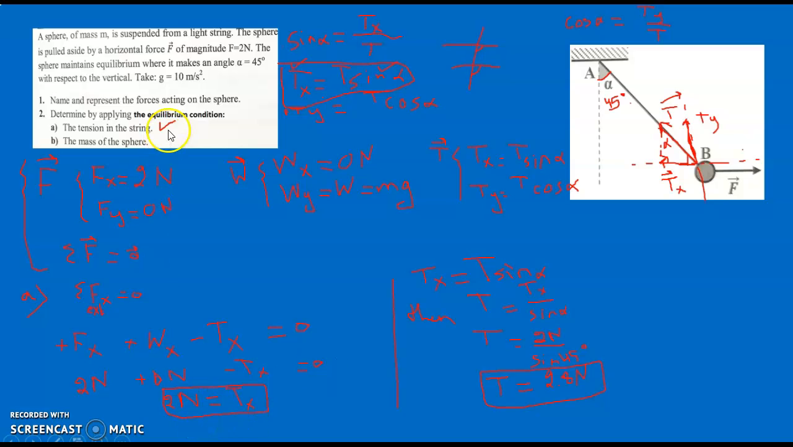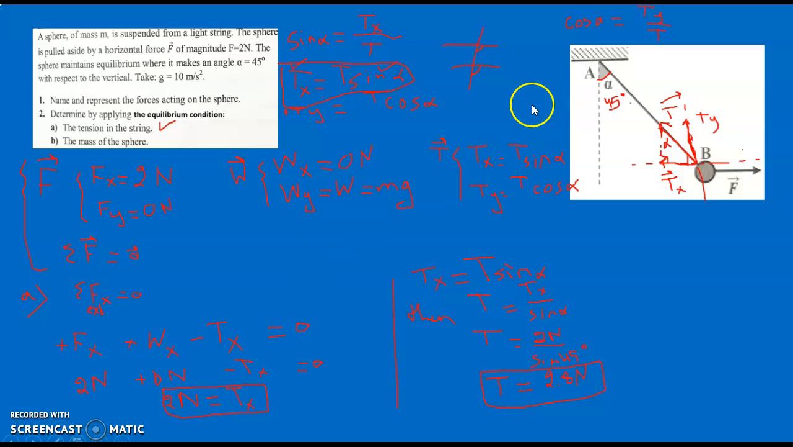But I'm looking for the magnitude of the tension. I'm looking for T, not for its x component. Let's try to relate things to each other. So is Tx related to T in a way or another? Yes, it is, according to this formula. Tx is equal to T sine alpha. Then T is Tx over sine alpha. Then it's 2 Newton over sine 45, and T is equal to 2.8 Newton. So 2a is done. Now we still have to find the mass of the sphere.